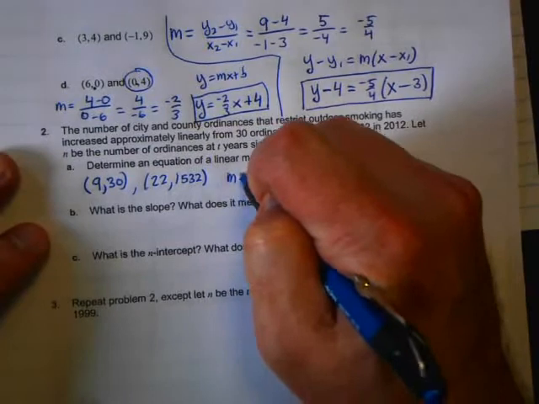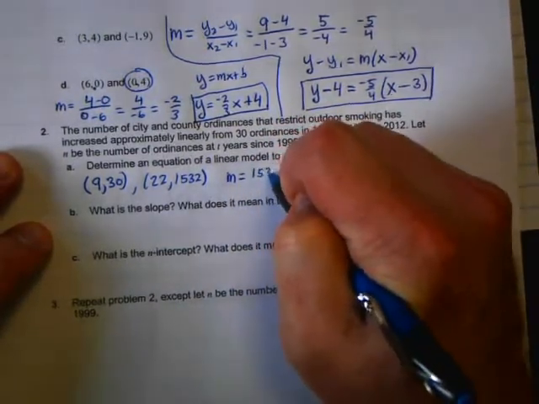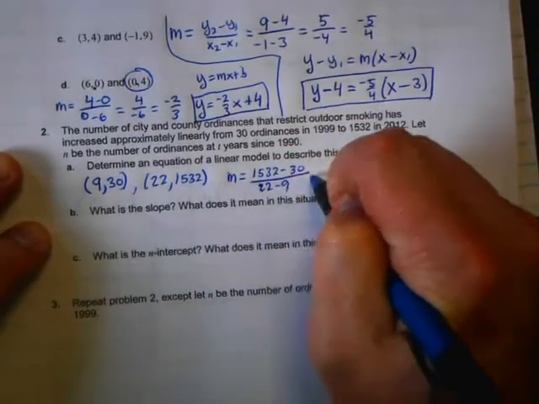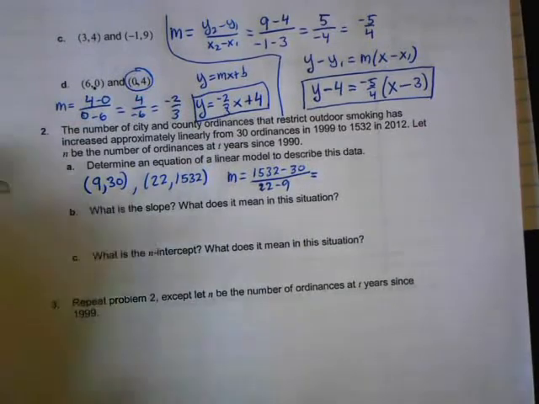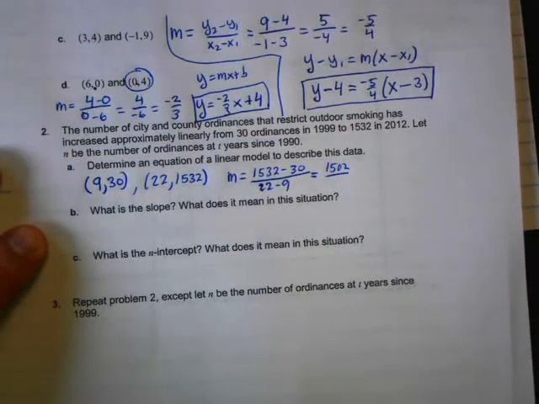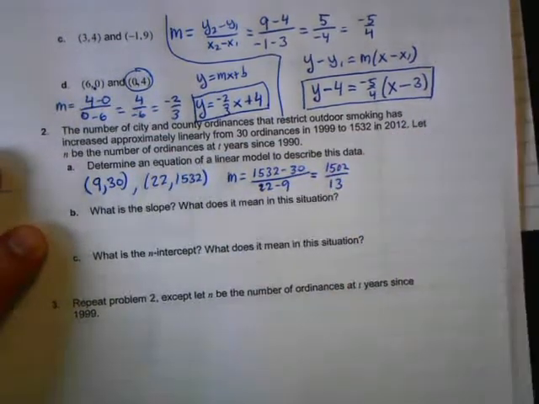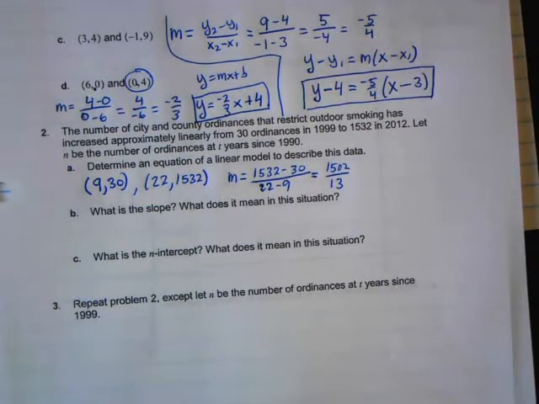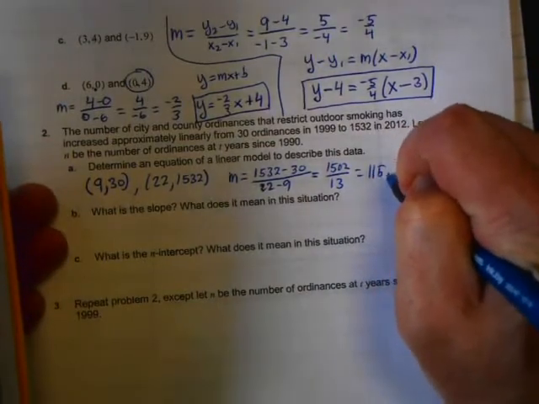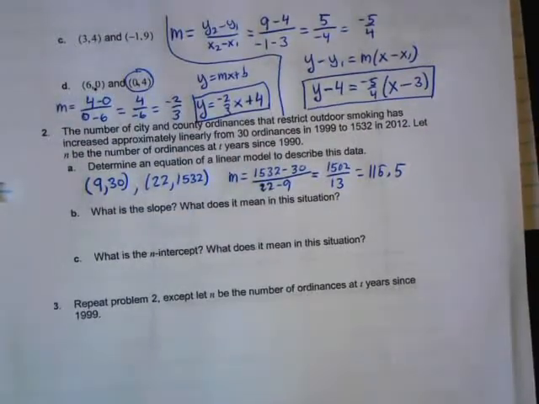So m is 1532 minus 30 over 22 minus 9. 1532 minus 30 is 1502. And 22 minus 9 happens to be 13. 1502 divided by 13. Good time for a calculator. I'm going to round off here. I'm going to call it 115.5. It didn't tell me how much to round off. I'm going to go to 1 decimal place. That seems kind of reasonable.